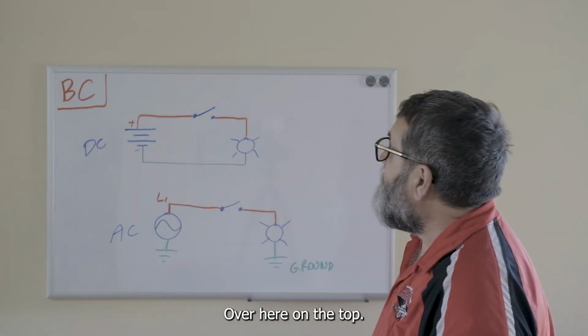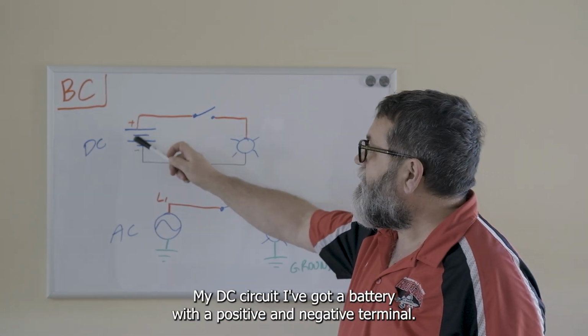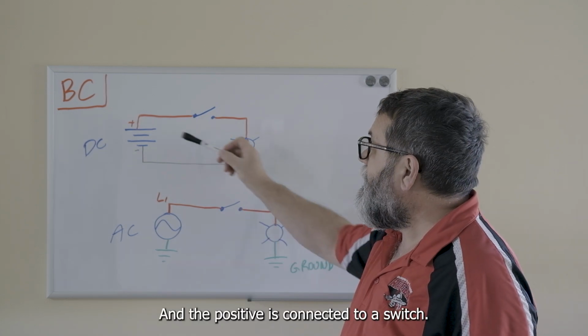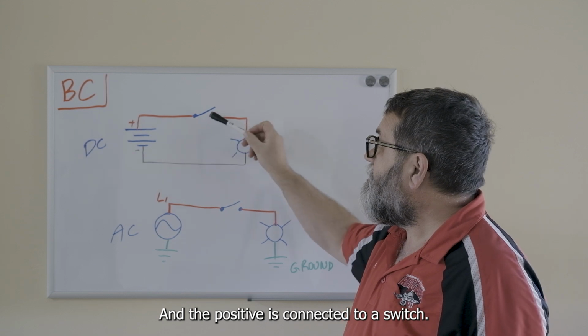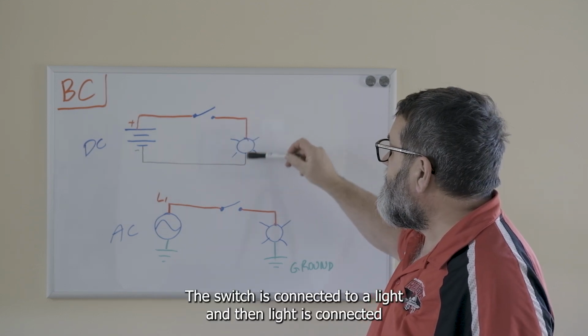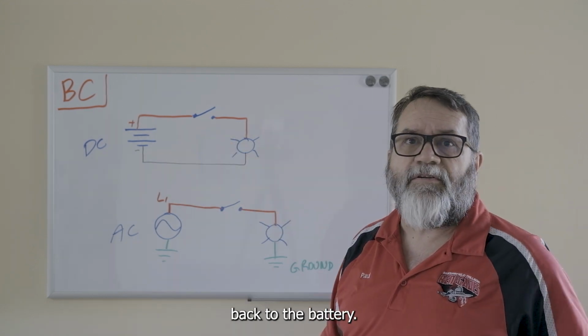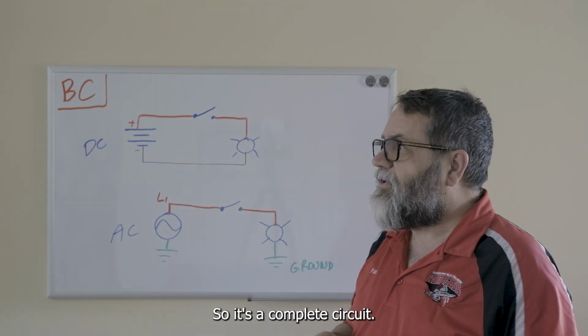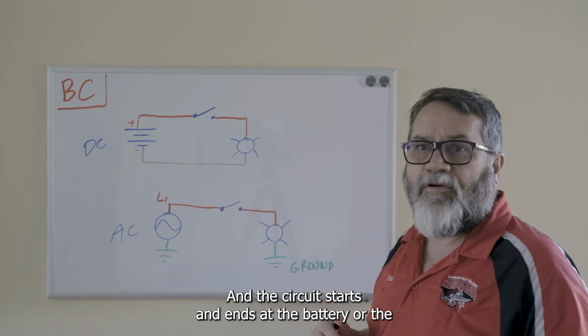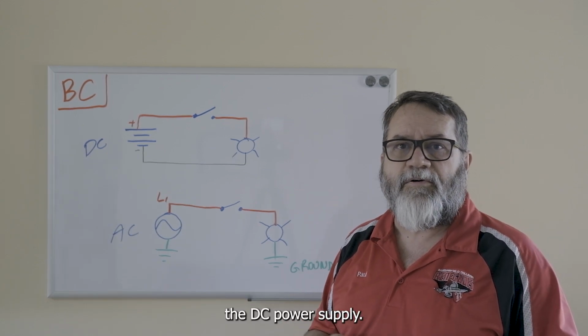Over on the top, my DC circuit, I've got a battery with a positive and negative terminal, and the positive is connected to a switch, the switch is connected to a light, and then the light is connected back to the battery. So it's a complete circuit, and the circuit starts and ends at the battery or the DC power supply.